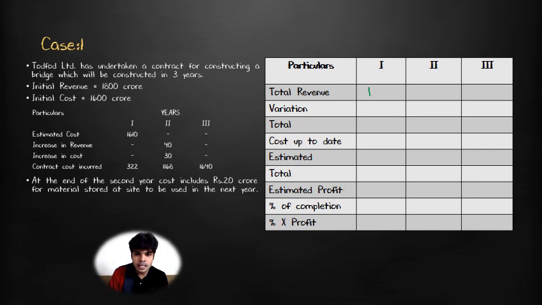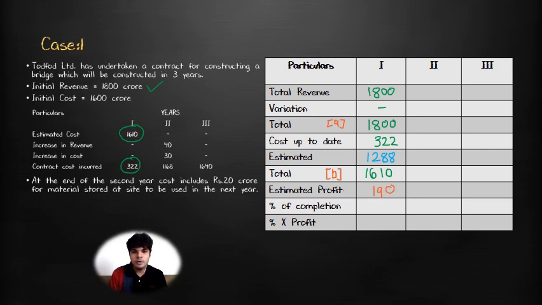Total revenue in year 1 is 1,800 as we have estimated here. Variation is 0 here. So the total revenue is going to be 1,800 only. Cost up to the date is 322 given here, but the total cost of the contract is already given to us, 1610, so here I should write 1610. So the balancing figure will be the estimated cost, which is going to be 1288 in this case. Now what will be the estimated profit? Estimated profit will be the difference of total revenue, say A, and total cost, say B, so the profit here is 190.